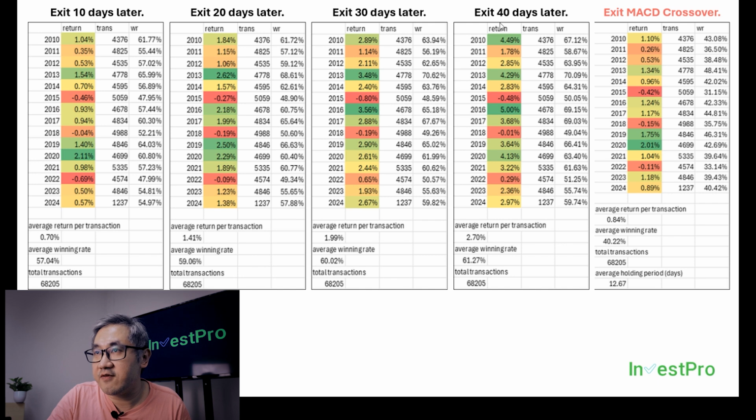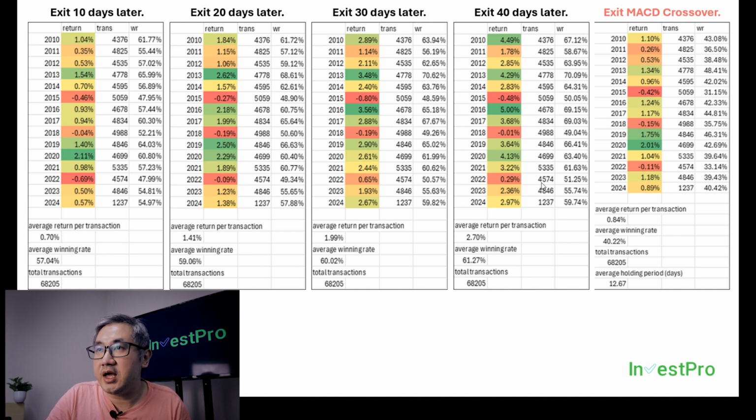If you compare with exiting 40 days later, it's a very obvious win because the average return per transaction is 2.7%. It's obviously way higher than the average return per transaction by the MACD crossover. And comparing the winning rate, this is also a big winner here. Now, one trend or pattern that you can probably identify here is that the longer your exit days, the better average return per transaction it seems to give you, and also a better winning rate.